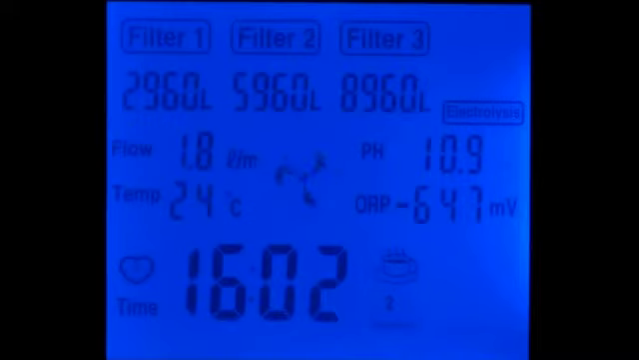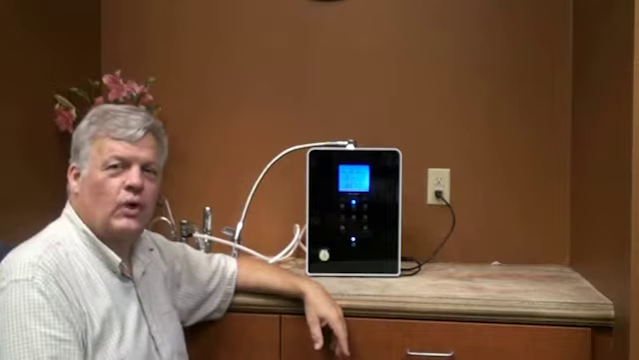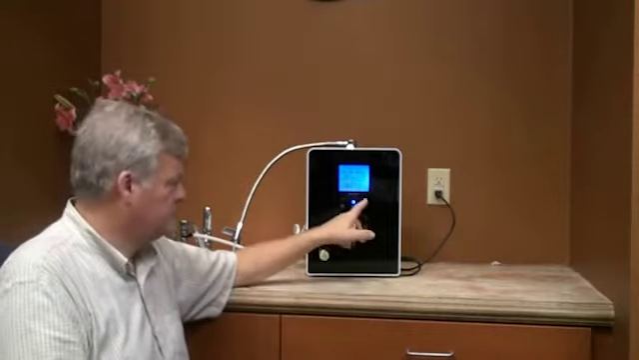In alkaline number 2, you'll notice that I have 10.9 pH, negative 634 millivolts or ORP reading. Okay, now we're back again. I now want to change it over to alkaline number 3.